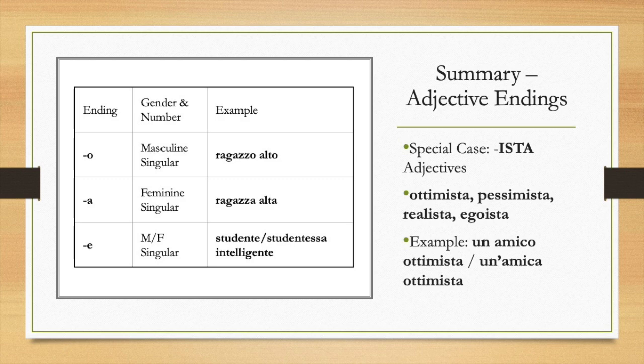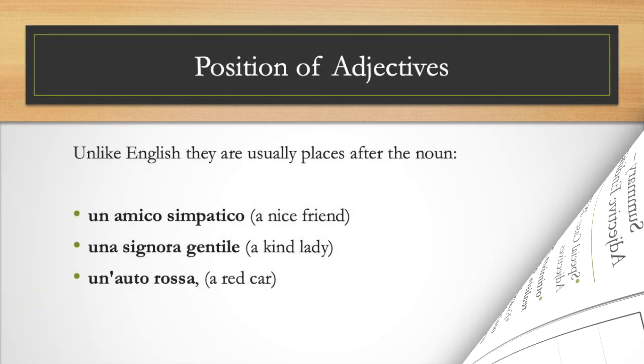Now, there are also adjectives ending in ista, like ottimista or egoista. They don't change in the singular. So the same form is used for masculine and feminine nouns. Un amico egoista, un'amica egoista. Keep these endings in mind when choosing adjectives.